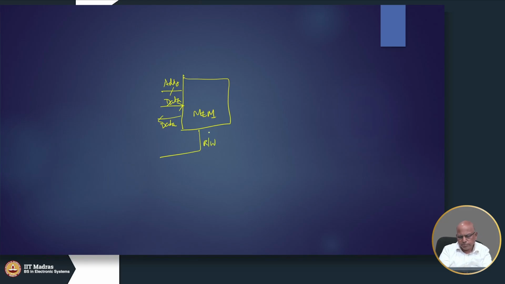So here is one possible organization. We have a memory. It has an address. It has some data coming in. There is some data that is going out. And it has a control, read, write control, etc.